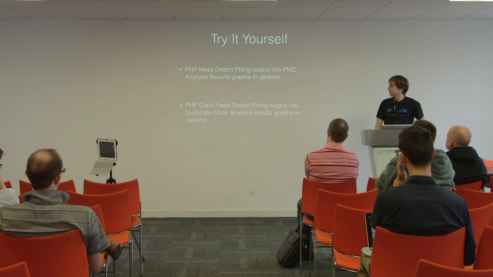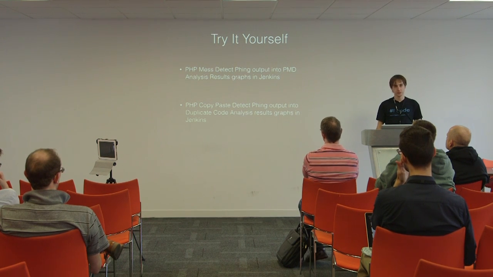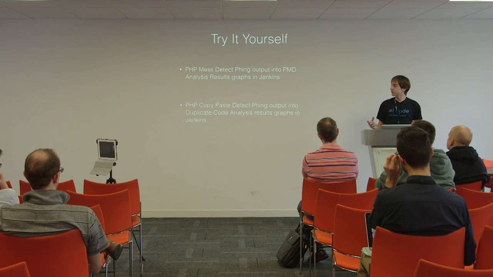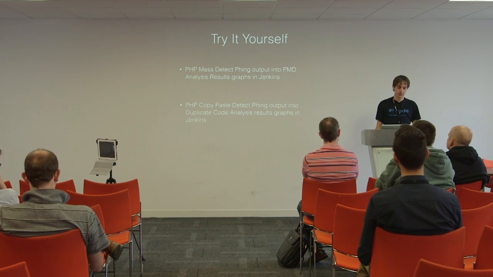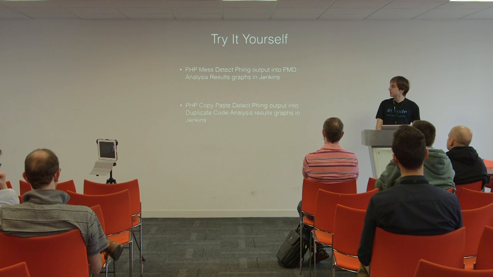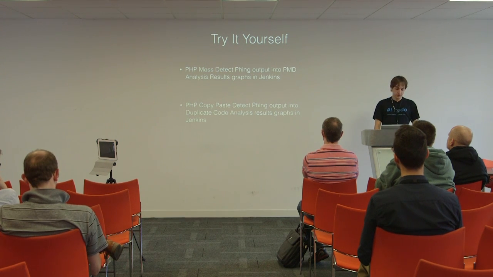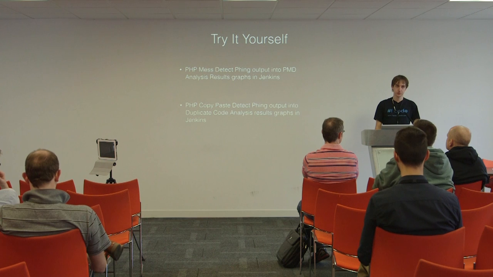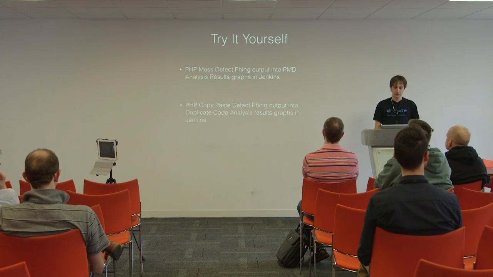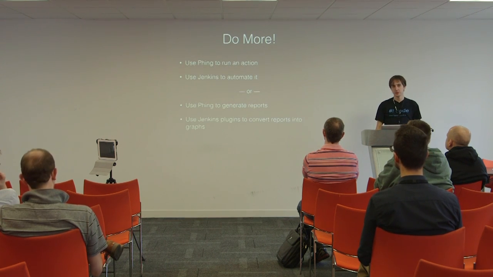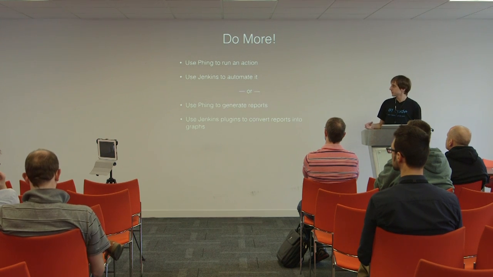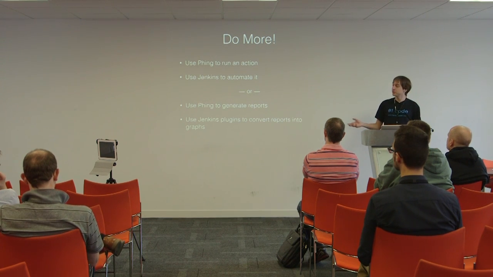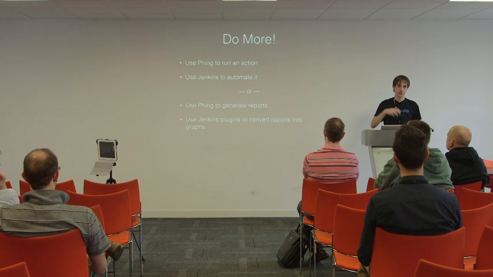There's mess detection, which looks at duplication of code and potential errors, and that can be analyzed by the PMD analysis results graphs. There's also things like copy and paste detect, which can be looked at in the duplicate code analysis results within Jenkins. But essentially, that's pretty much the recipe. So you create your Phing task to run the action, and you get Jenkins to automate it. Or you can get Phing to generate a report, and then get Jenkins to pick up that report.